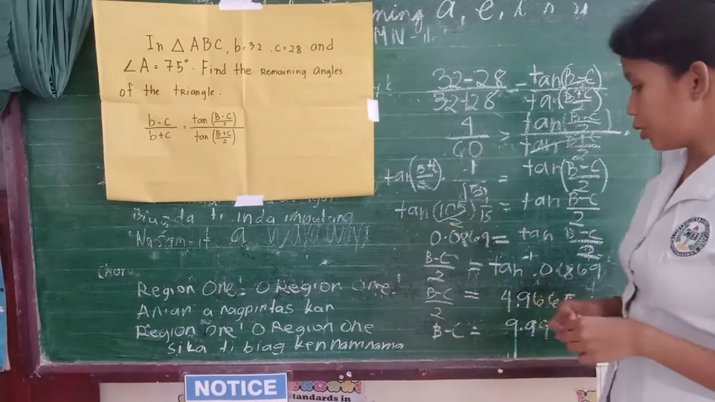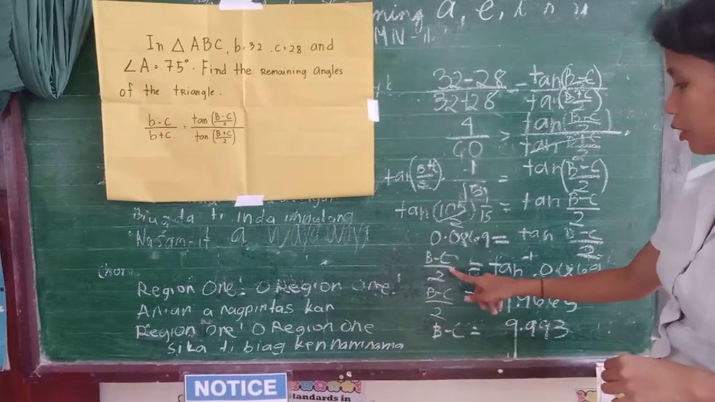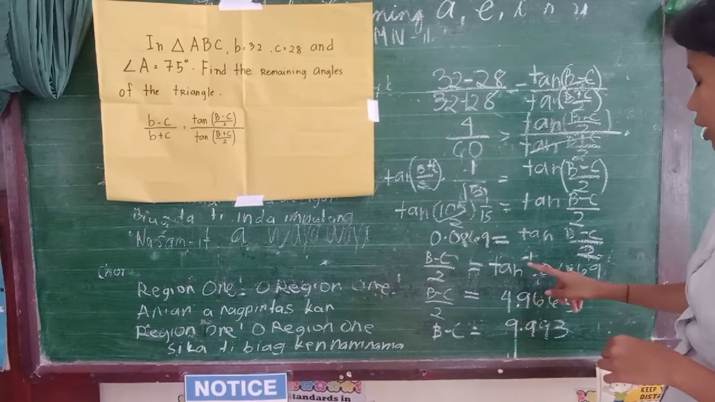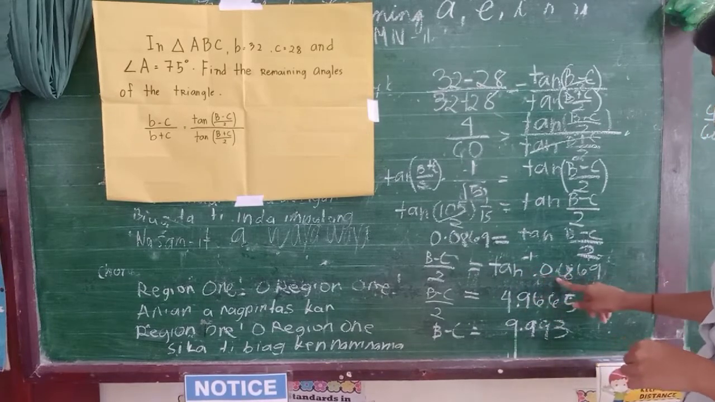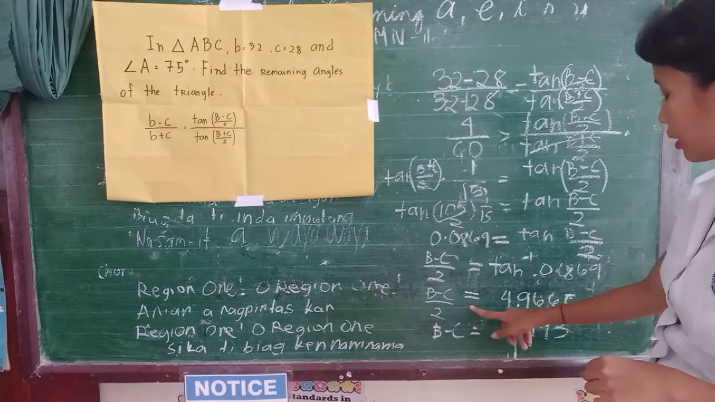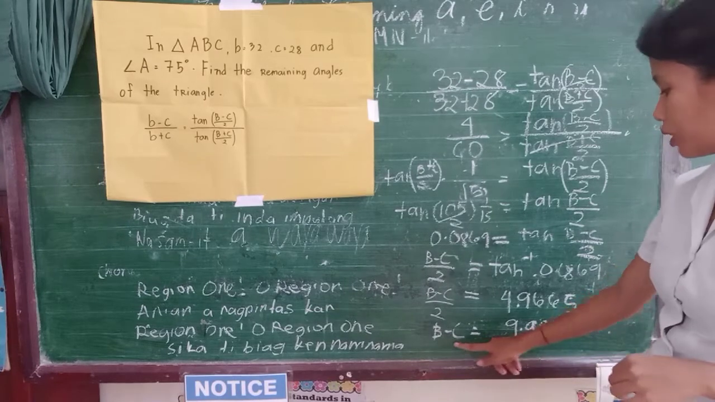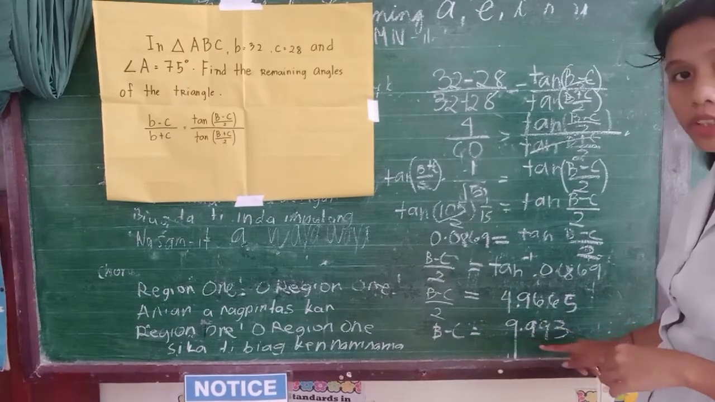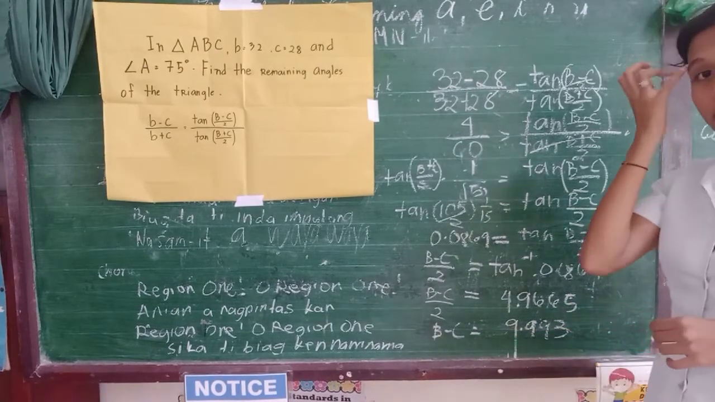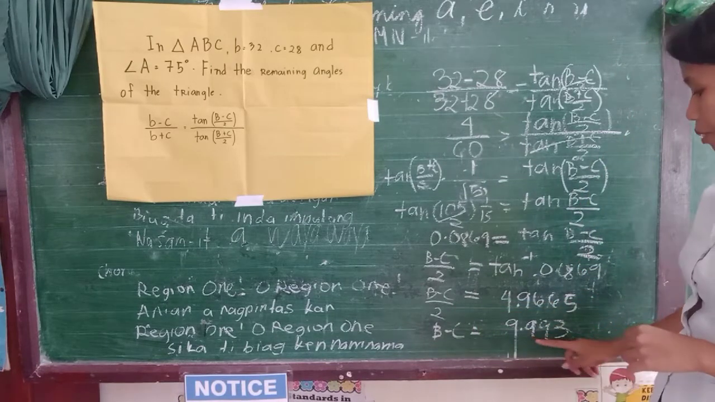Then find the value of B minus C. It will be (B minus C) over 2 is equal to tangent raised to negative 1 of 0.0869. (B minus C) over 2 equals 4.9665. Then, B minus C is equal to 9.993. The difference between angle B and C is equal to 9.993.